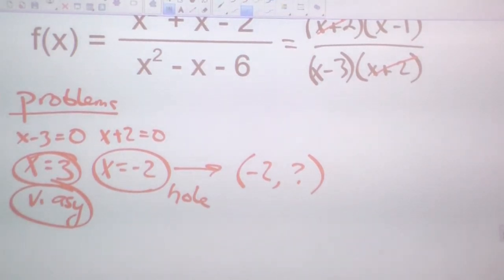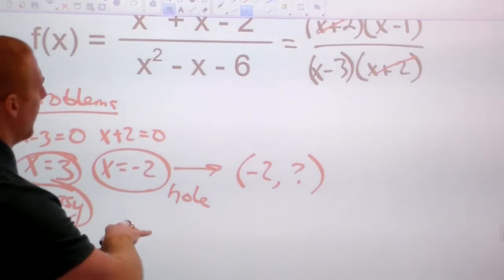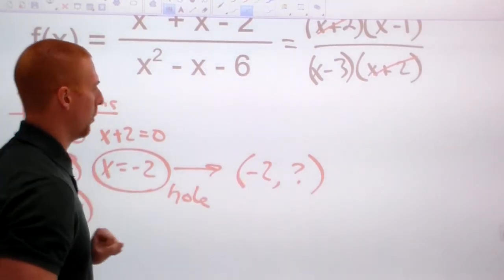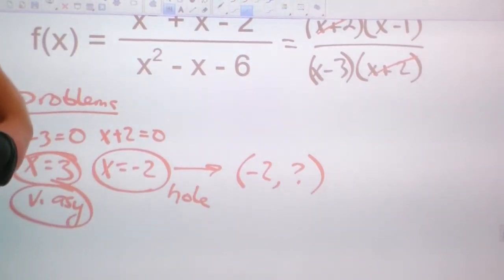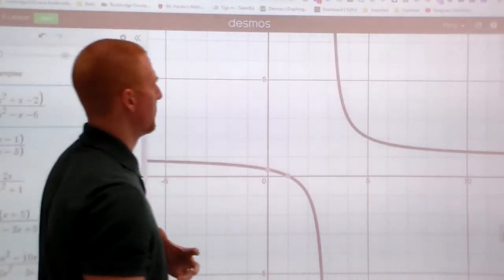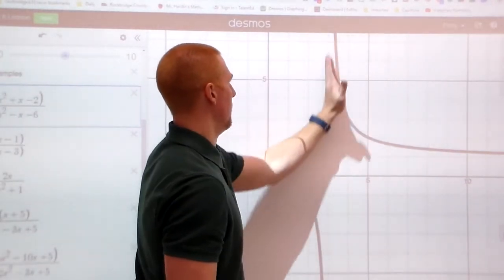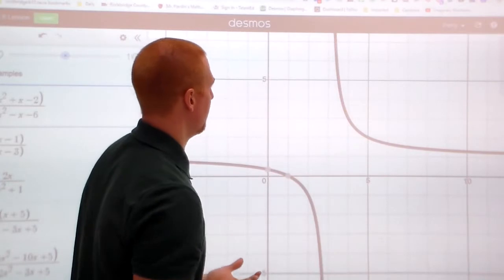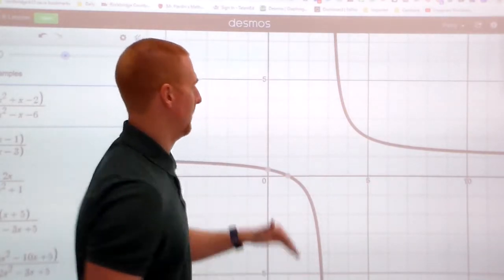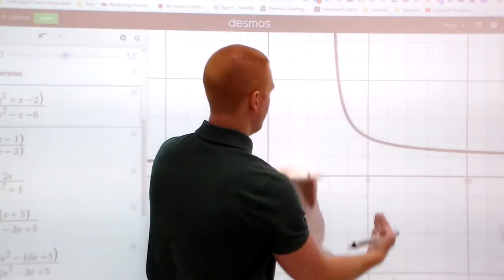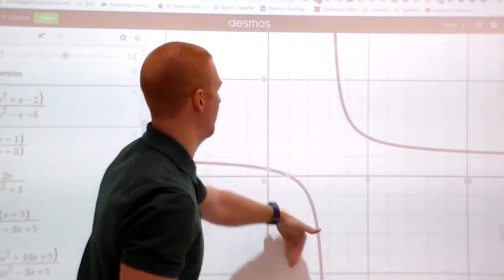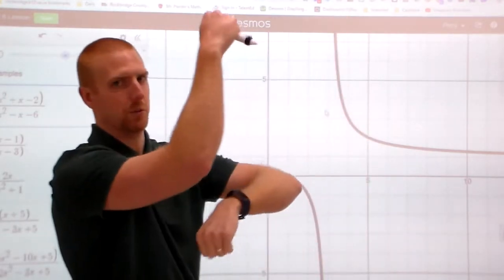So now before I explain the y-coordinate for the hole, I'm going to go back to your Desmos graph. So here's our function graph. X equals 3. Here's our vertical asymptote. Again, that's a non-removable discontinuity because you cannot fix that. That's going two separate directions. That's going to negative infinity. That's going to positive infinity. You cannot tie those two together.